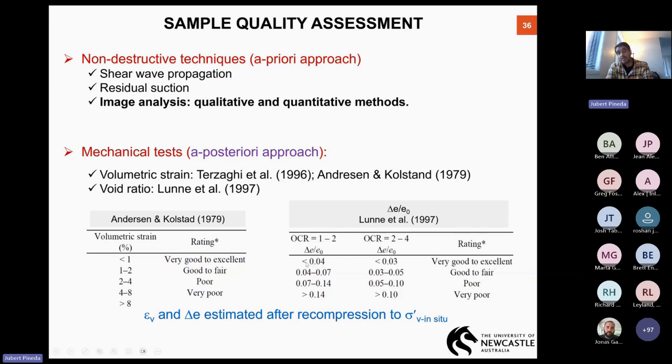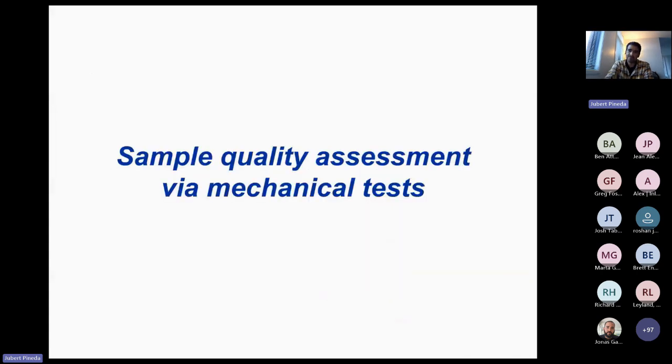If this ratio ranges between 0.04 and 0.07, our sample is good to fair, which is basically good enough for mechanical testing. But if this ratio is higher than 0.07, your sample is bad or really bad, so you should not use those results for design. And that's what you can get in practice. This method works quite nicely. The main problem is that you have to run the test, and only after the test do you realize if your sample is good enough or bad.